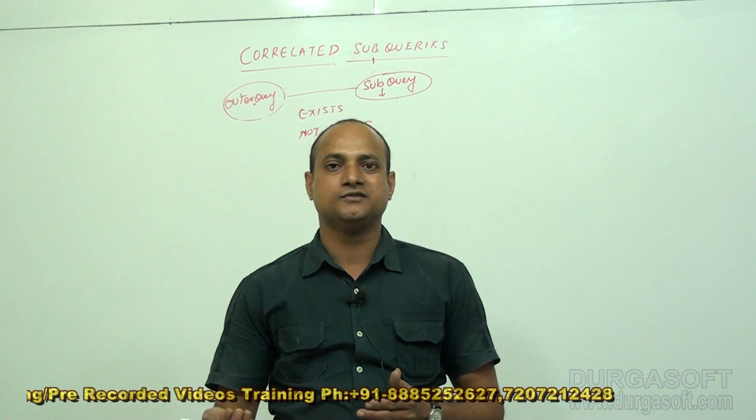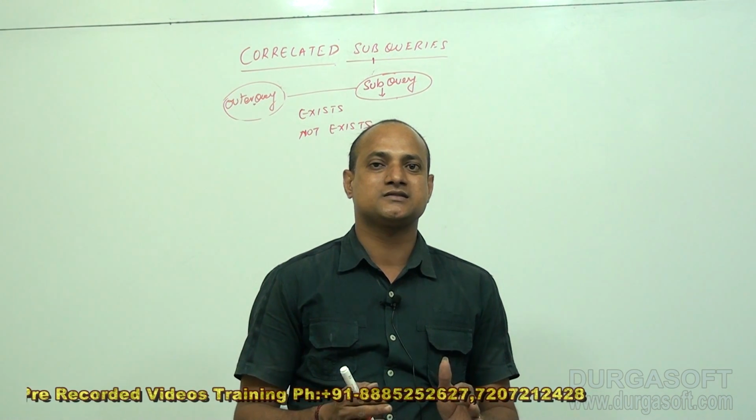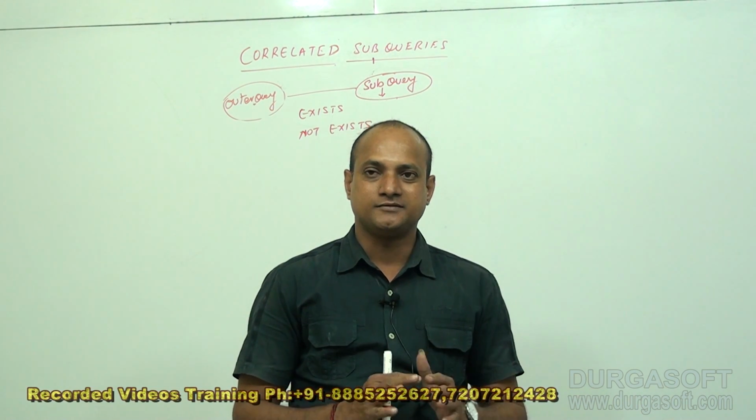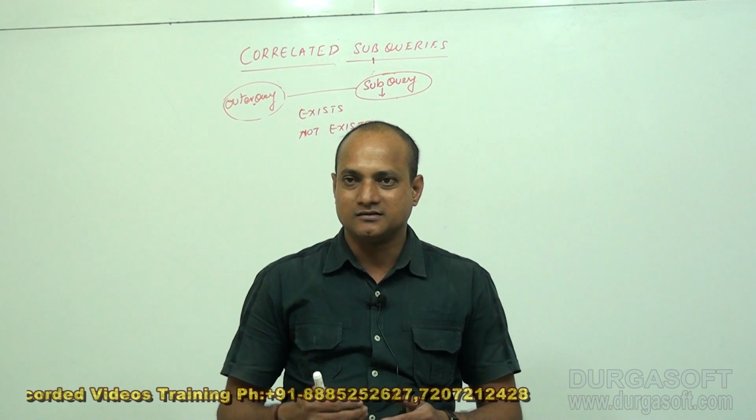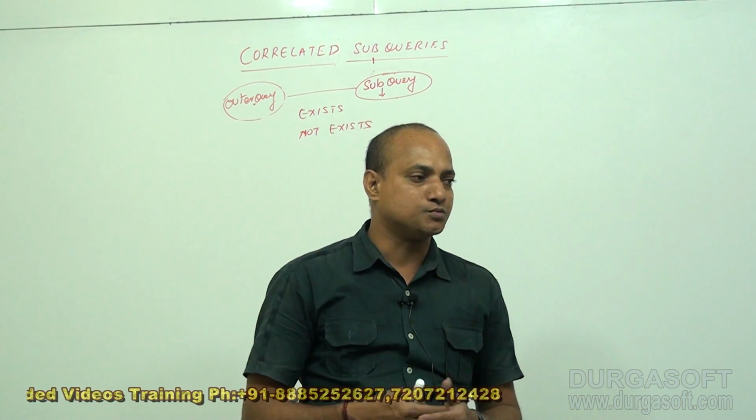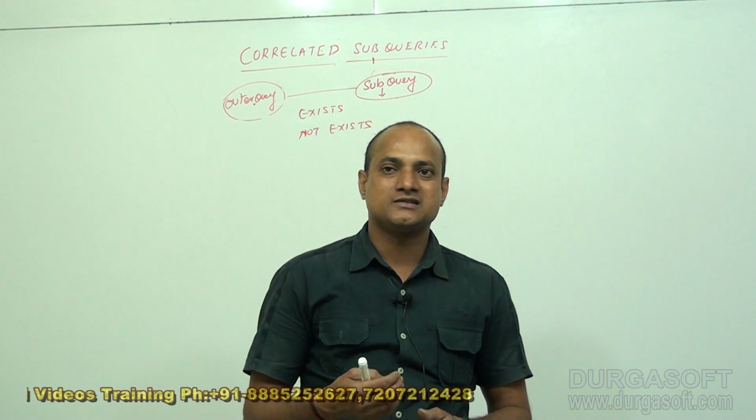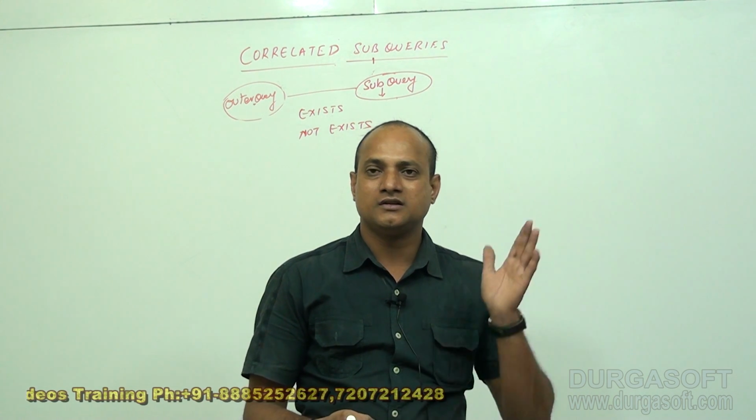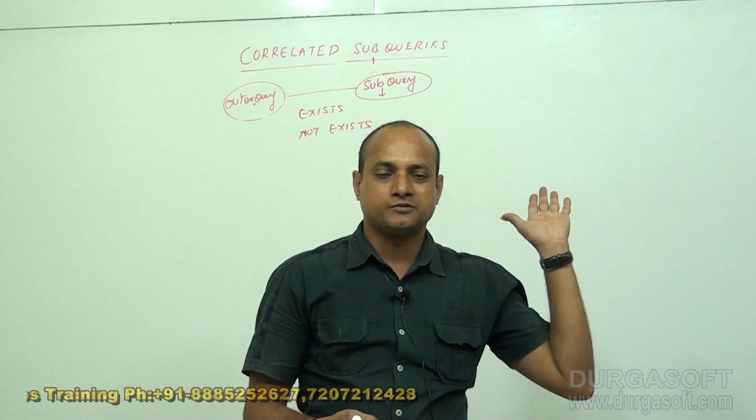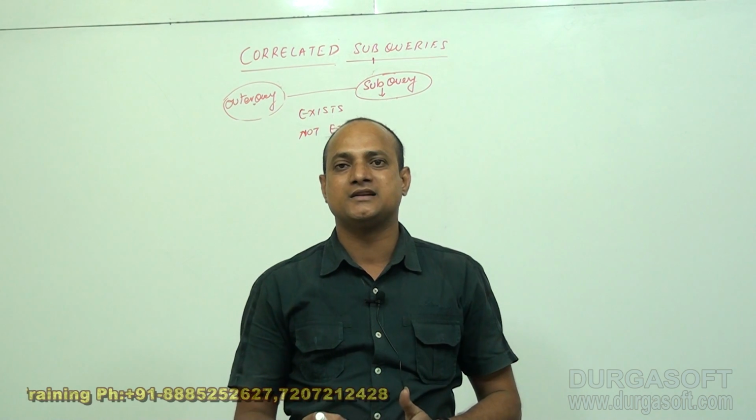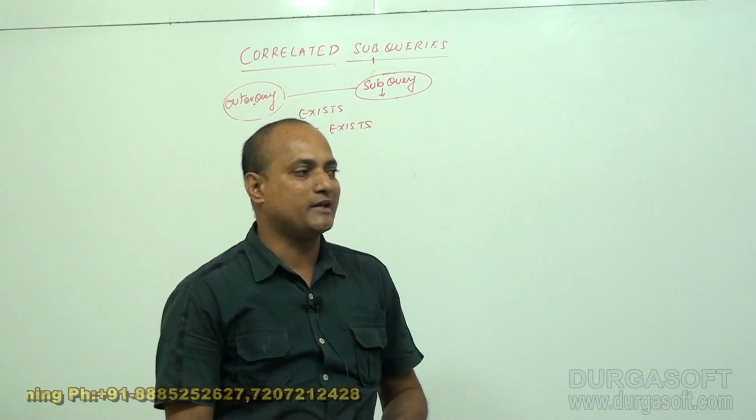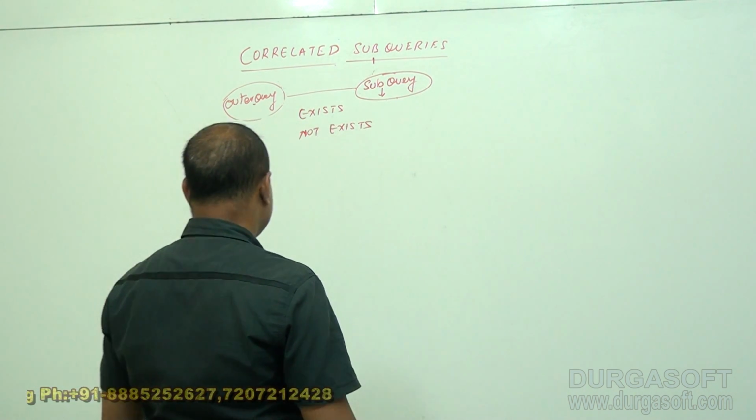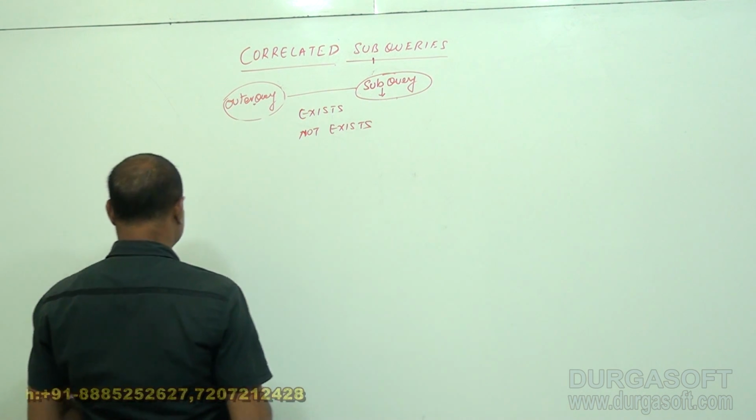So NOT EXISTS is just the reverse of EXISTS. If there is a value from the subquery, NOT EXISTS returns false. If there are no values from the subquery, then NOT EXISTS returns true. If NOT EXISTS returns true, then the outer query will display output. If NOT EXISTS returns false, then the outer query should not display any output. Very simple.